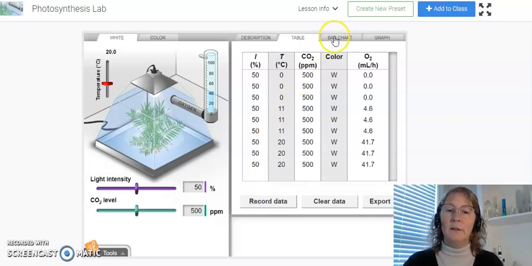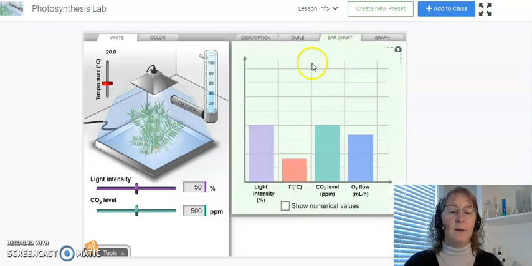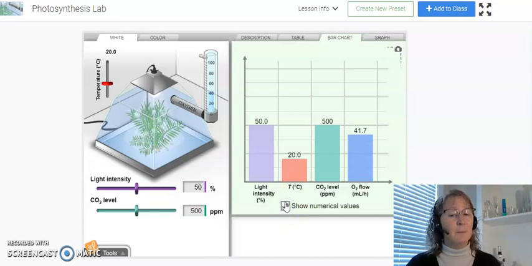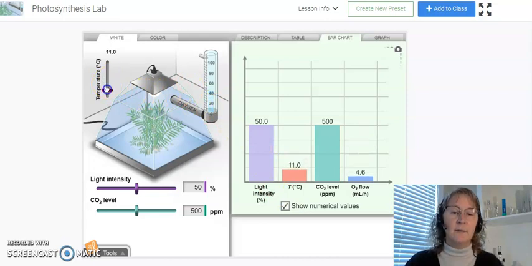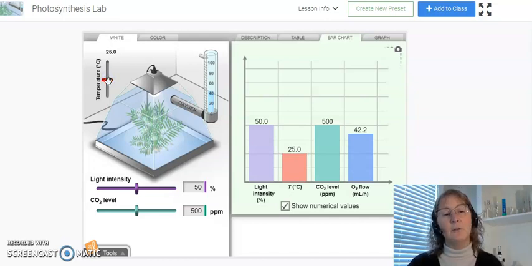Or you could use a bar chart. I would probably recommend putting numerical values on here. I'm a numbers person. You might not be, but this is your experiment. Notice here as you slide the temperature, you're going to change the oxygen flow. Now this might be easy for my visual people, but you're going to have to take this data and create your own chart in order to organize these values if you choose to use the bar chart, which is fine.